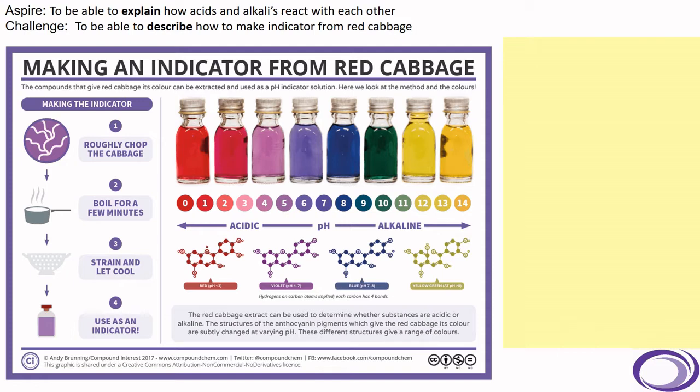Now this indicator will change colour based on the pH of the substance, as shown in the scale on the screen. It will change red in acidic conditions, and it'll change from purple to green to yellow in alkaline conditions. This is because there is a chemical within that red cabbage which will change based on the pH.